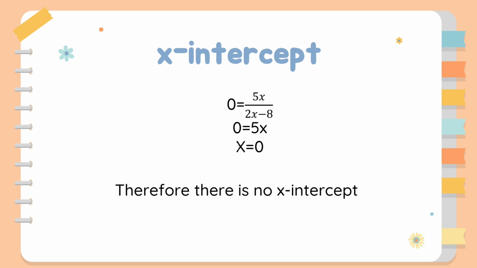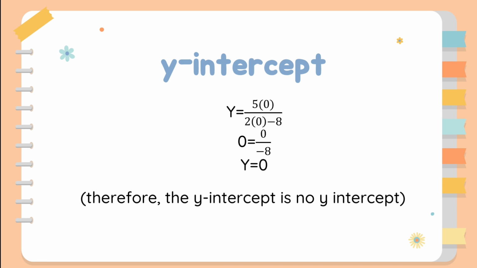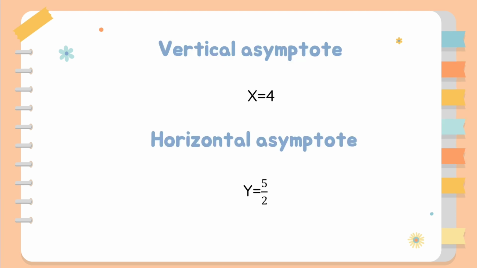We're going to take note that in this part, we cross multiply 0 times 2x minus 8, that is 0 equals 5x. Divide both sides by 5, so x is equal to 0. Y-intercept: y equals 5 times 0 over 2 times 0 minus 8, which is 0 over negative 8, so y equals 0. Therefore, there is no y-intercept. The vertical asymptote is x equals 4, and the horizontal asymptote is y equals 5 over 2.